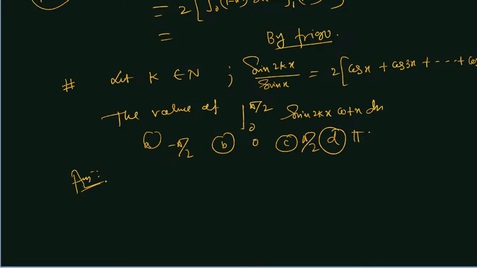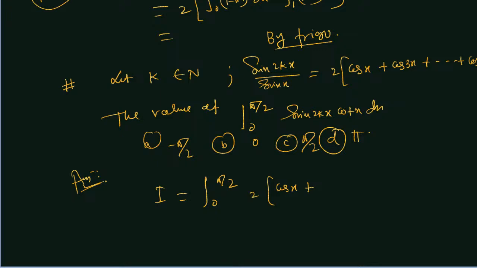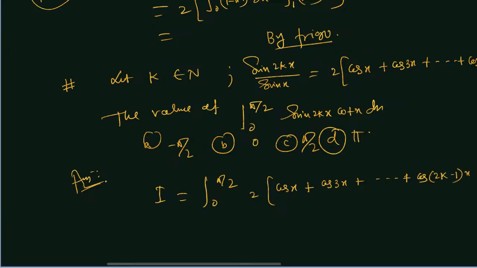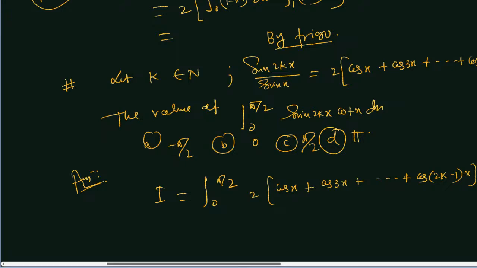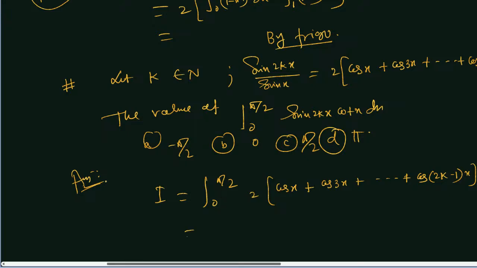If you split this, cos x by sin x, so this I will be changed to the integral from 0 to pi by 2 of 2 into cos x plus cos 3x plus up to cos (2k minus 1)x, into cos x dx. Can you use the property? Ask yourself. No. This is just multiplication by cos x over there. 2 cos square x is 1 plus cos 2x.